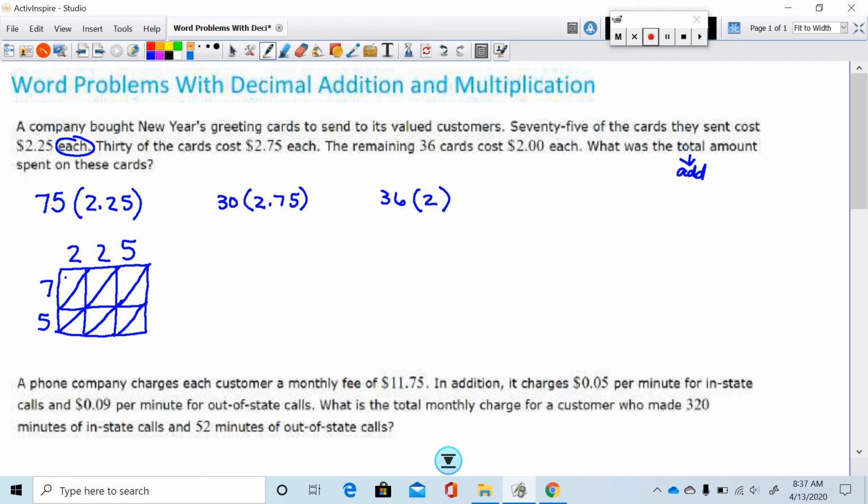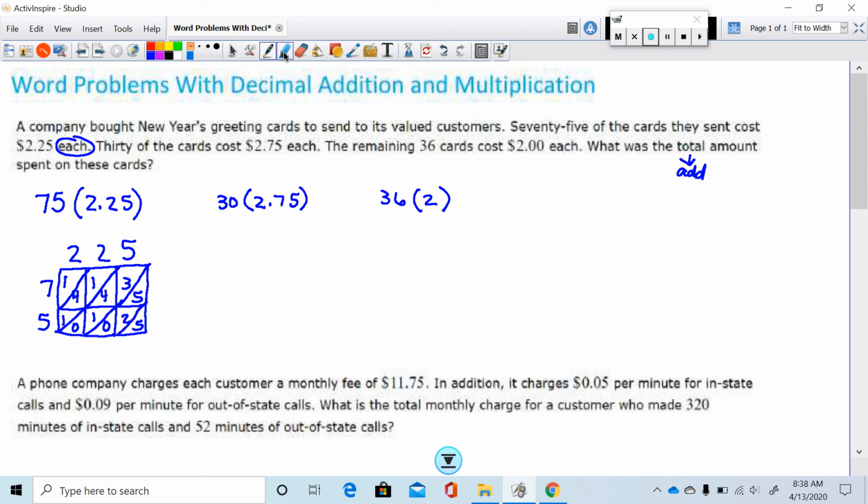2 times 7 is 14, like this. 2 times 7 is 14. 5 times 7 is 35. 2 times 5 is 10. 2 times 5 is 10. 5 times 5 is 25.